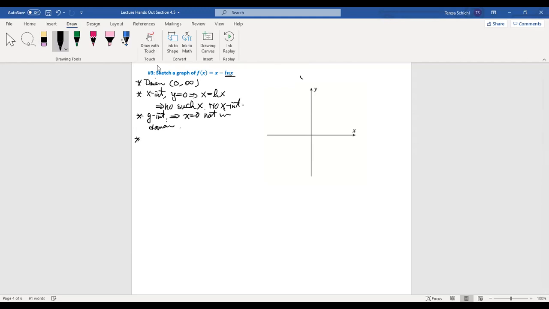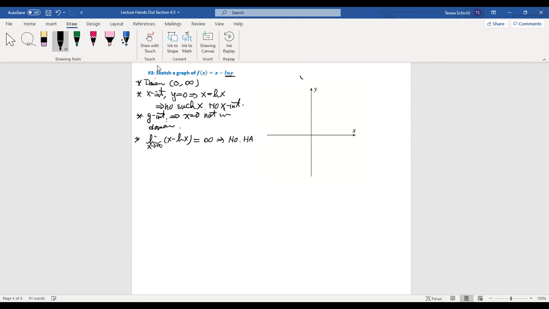Now let's take a look at the asymptotes here. The limit as x approaches infinity of x minus natural log x. I know that x always increases faster than the natural log x, so the limit is infinity. That means there's no horizontal asymptote, since it's not going to approach some value.